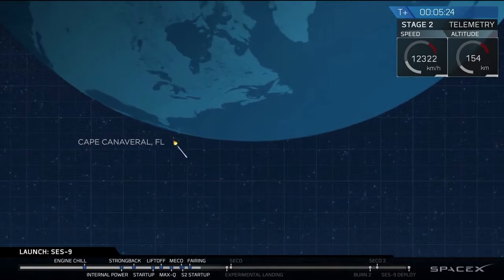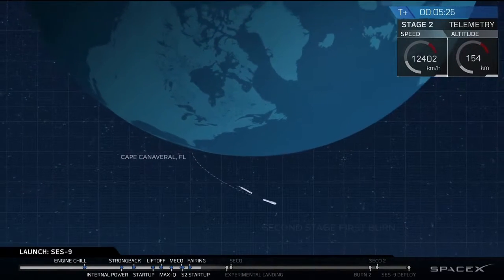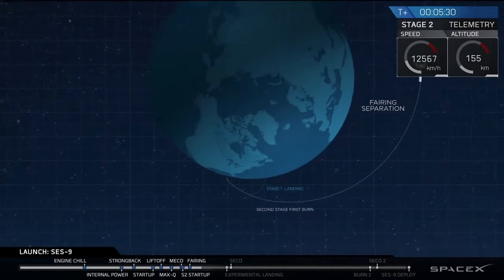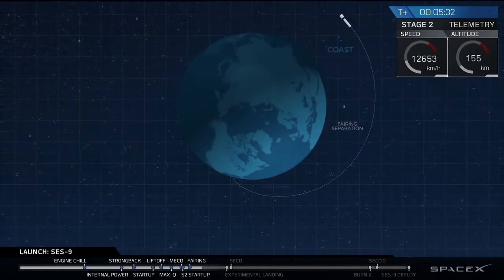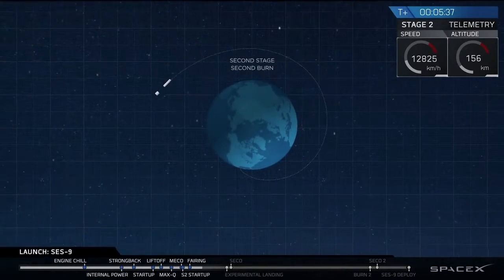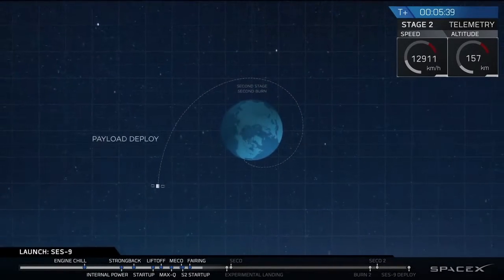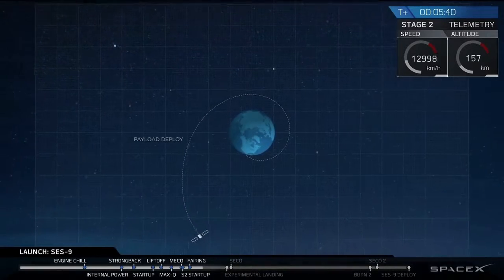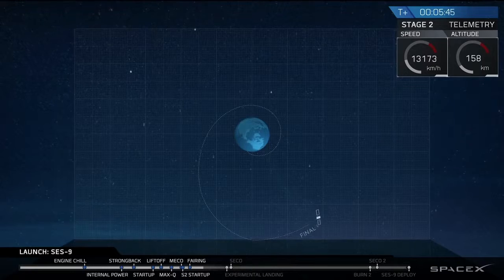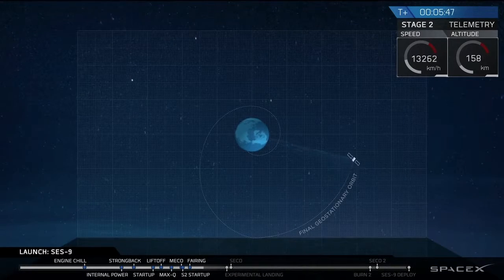So you can see this, we have an animation here showing exactly what the second stage is doing. You can see that first stage going back for landing, and then the first burn, which is happening right now. Then a 17-minute coast period, fairing deploys. And then coming up after the coast period, there's a second burn, really short, only 45 seconds or so. Then the payload separation, and then the satellite itself takes a little while using its own thrusters to get to the final geostationary orbit, 36,000 kilometers.